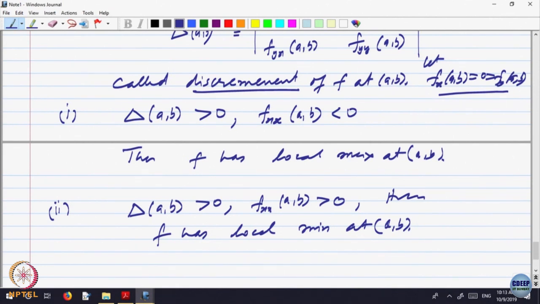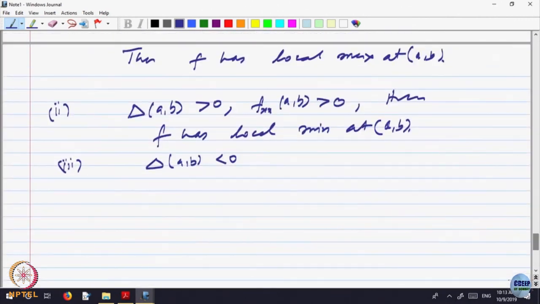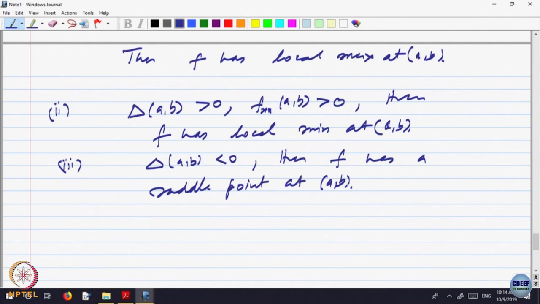Again, similar to one variable, if the second derivative at the point is bigger than 0, then the point was a local minimum, right? So this is when the discriminant at that point is bigger than 0. What is the other possibility? The discriminant at the point (a,b) is less than 0. In that case, f has a saddle point at (a,b). So, look at the discriminant; if it is bigger than 0, look at the second order derivative with respect to x: if bigger than 0, local minimum; less than 0, local maximum. And if the discriminant is less than 0, you can conclude it is a saddle point.